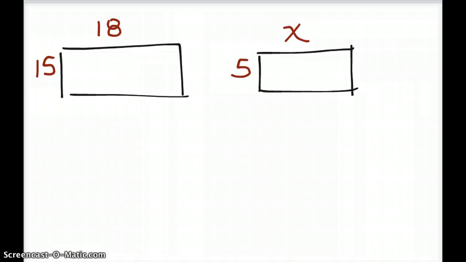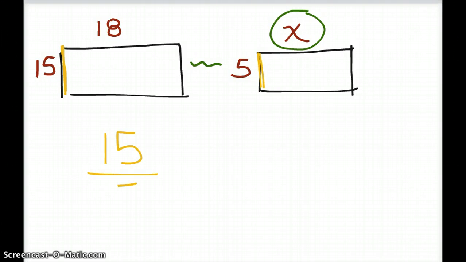Now, I'm going to tell you that these 2 figures are similar. I'm already telling you that. So I want to know if I can figure out how long this missing side is. I'm going to use what I know. In similar shapes, the side lengths are proportional, so they have to equal each other. I have 15 in this one, which matches up with 5 in the smaller one. I know the other sides have to be equal to that.